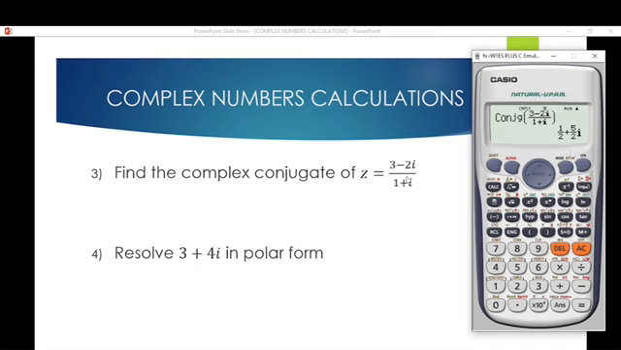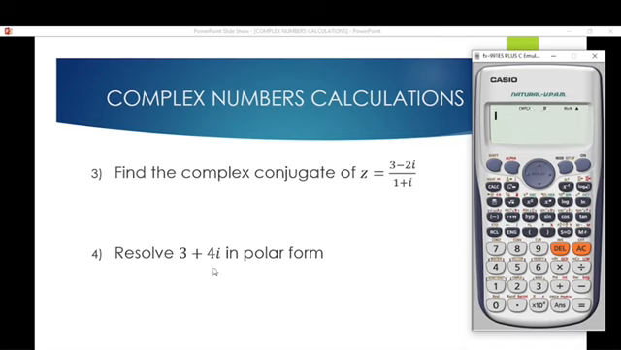We know that when you are finding the conjugate manually, you need to find the negative of this, then multiply it. So it becomes 3 minus 2i over 1 plus i times 1 minus i over 1 minus i, which is a whole lot of process. But our calculator has given us an answer so simple and so short. So let's move on to the last question, where we are told to resolve 3 plus 4i in polar form.